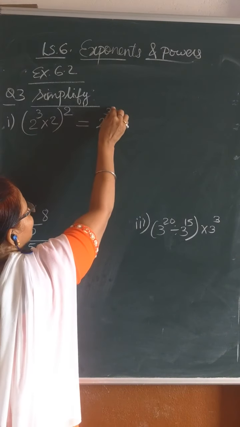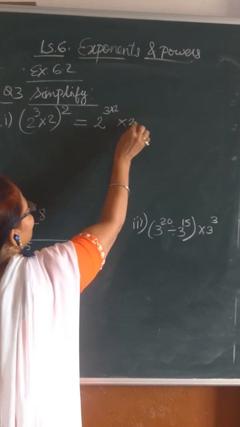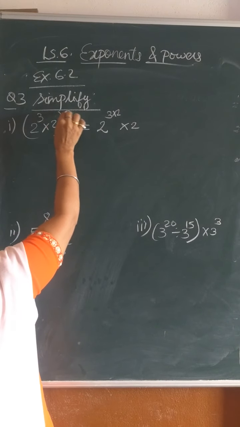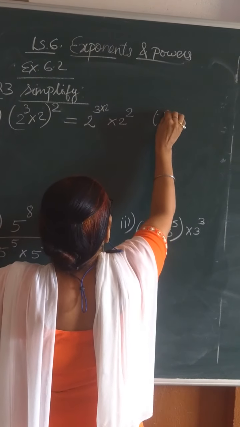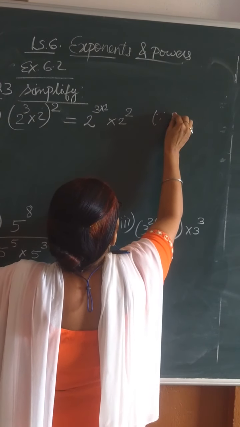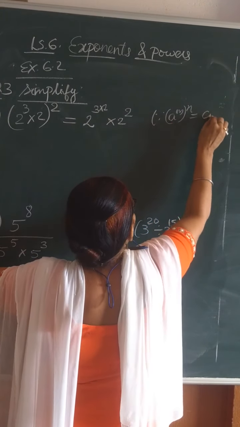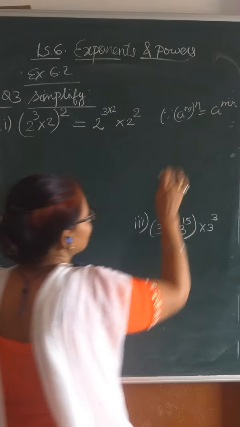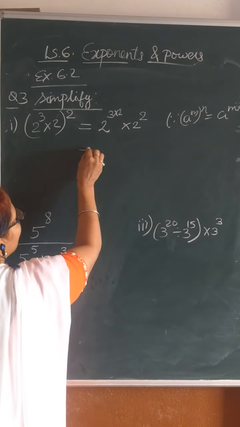Let me write it like this. Into 2, here the power is 1, 2 ones are 2, or directly you can write 2. So which law have we used? Here you can write: a to the power m, whole raised to the power n, is equal to a to the power mn. You have to give the reason, that is, which law you have used here. Okay, now let's simplify.